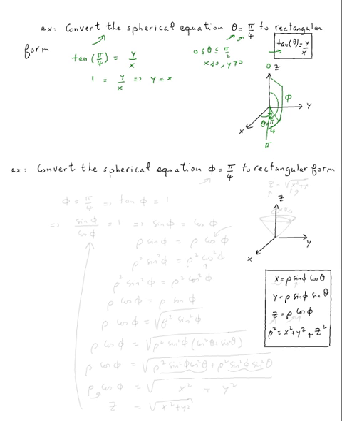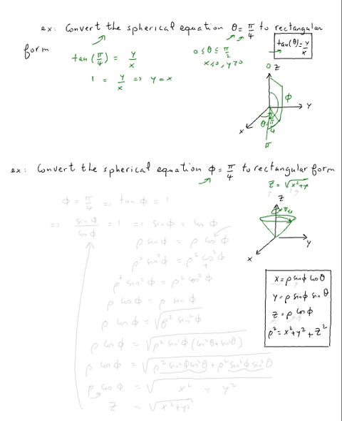Alright, next example. This will be a hard one. Convert the spherical equation phi equal pi over 4 to rectangular form. This is kind of a hard one, but it's doable. If you think about it, where's pi over 4? Here's phi equal pi over 4, right? And if we let theta go that way, we know that's a cone. And we know the cone, we're supposed to get z equal square root of x squared plus y squared. So let's just give it a try.